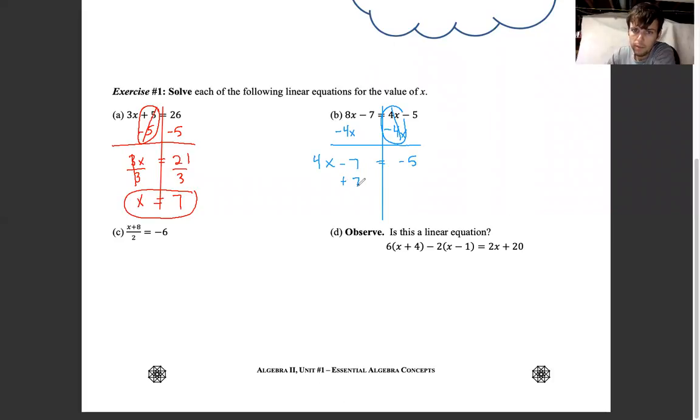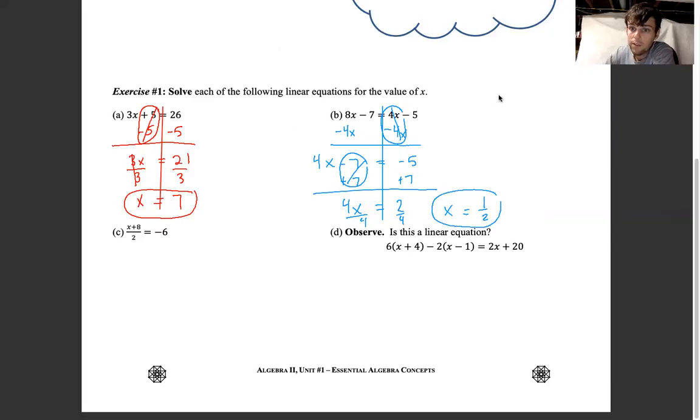Then I'm going to get all the numbers on the other side. I'm going to get rid of this. I'm going to add 7. Again, that makes a 0 pair. And we end up with 4x equals 2. Divide both sides by 4. And again, that's where we got the solution of a half, or 0.5. That was the same one as we looked at up above.